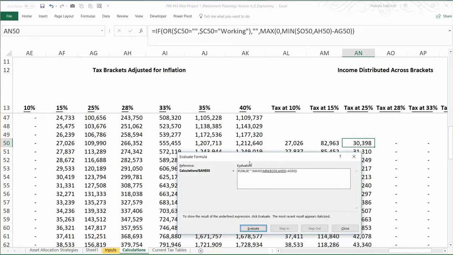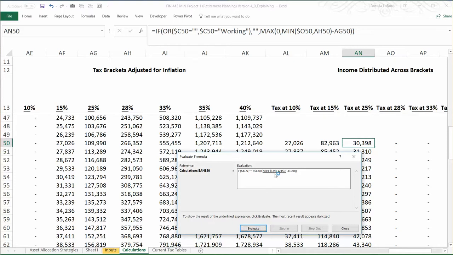I keep calling it salary, but it's the 401k withdrawal. So it's saying, this year they're not withdrawing so much that it's going to kick them into the next highest bracket of 33%. Their top bracket is going to be 28%, and not all of their withdrawal will be taxed at 28%, only the amount that's above 109,990. That's what this is calculating.